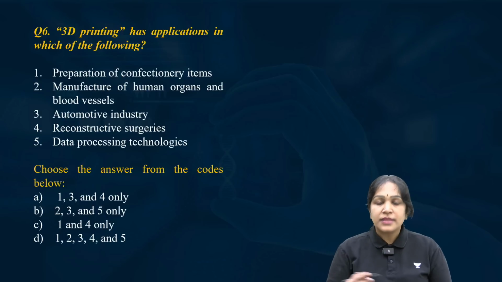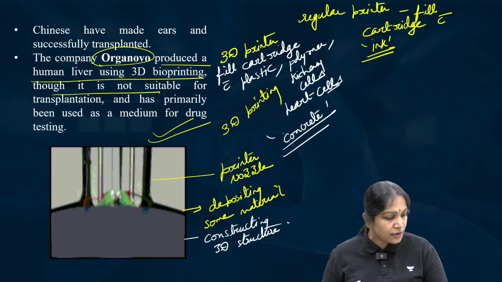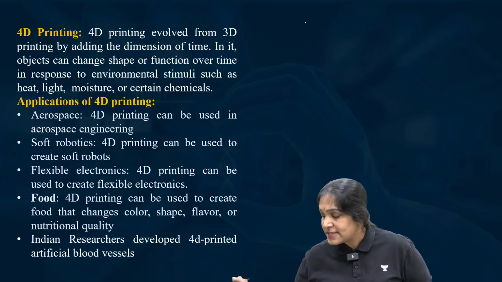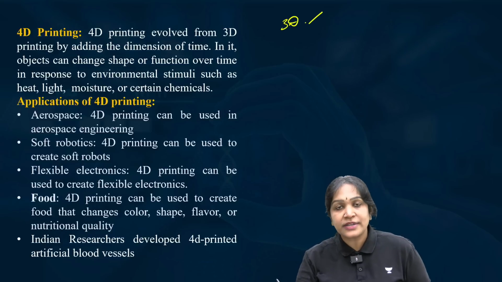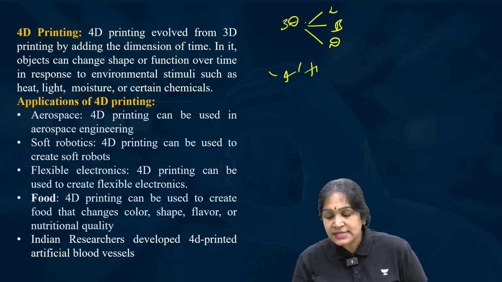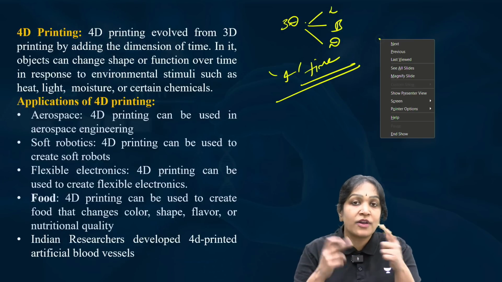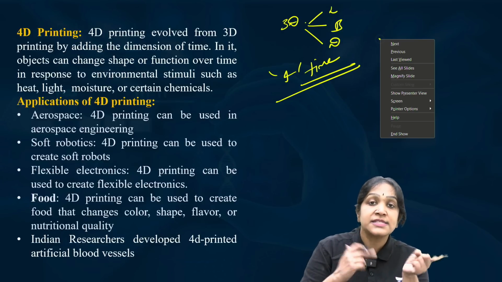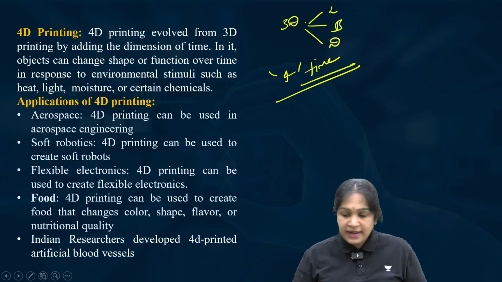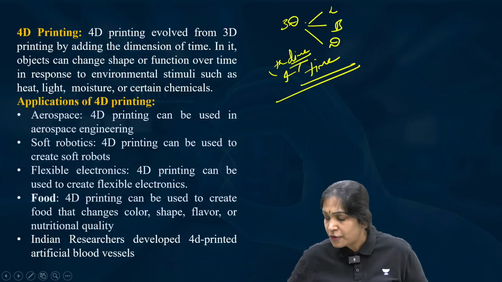Now 3D printing is completed, but there is another concept called 4D printing. What is 3D? 3D means 3 dimensions. What are the 3 dimensions? Length, breadth, depth. The fourth dimension is time. So 4D printing of an organ means printing out an organ that will change its structure over a period of time. We are adding time as the fourth dimension.